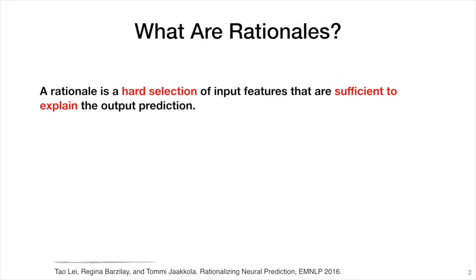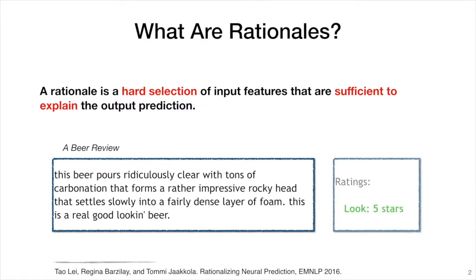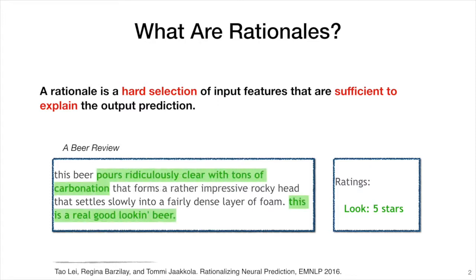A rationale is a hard selection of input features that are sufficient to explain the output prediction. As an example, here is a beer review, and the output prediction is the rating of the beer appearance. The rationales are short sentences that explain why the appearance achieves 5 stars.